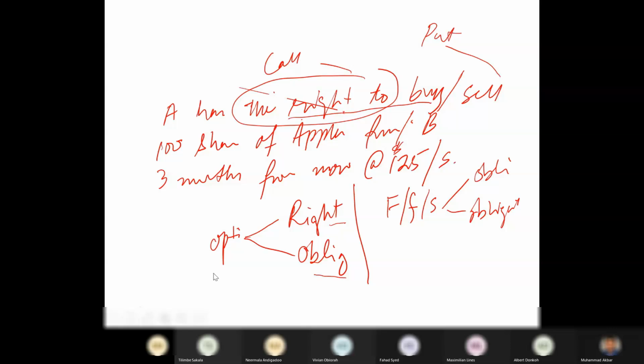So this is why we call this contingent claim derivatives, and this is forward commitments. Here both parties have obligation. Here one party has the right and the other party has the obligation.